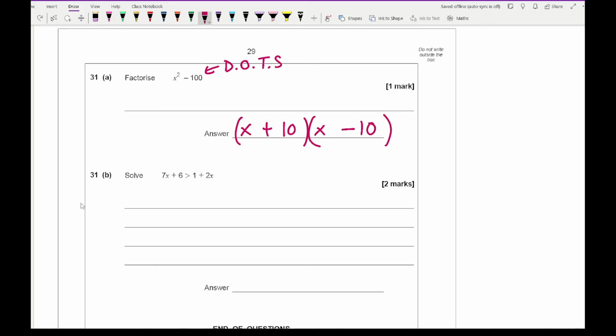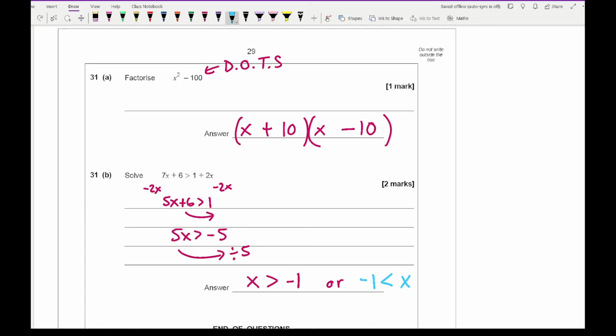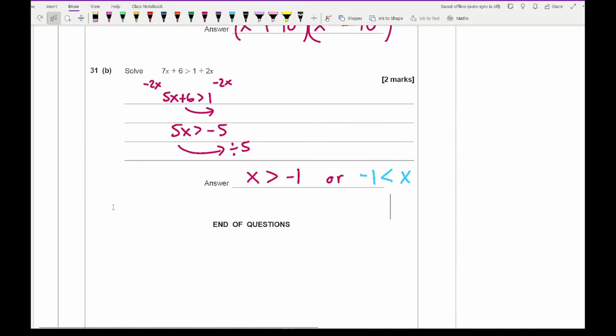Then finally, for question 31b, we've got a double-sided inequality. I want to take the smallest amount of x's, so I take away 2x from both sides. So I'm left with 5x plus 6 is less than 1. Then I take the 6 over, so I get 5x is less than minus 5. Then take the 5 over, giving me a final answer of x is less than minus 1, or you could write your answer as minus 1 is greater than x. Any of those two answers would be absolute spot on.